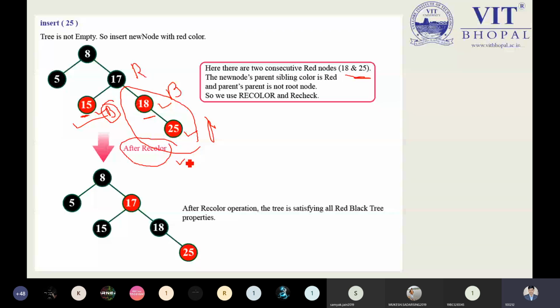So we have done the recolor operation, but after the recolor operation, it is noted that the tree is not balanced, and then we need to perform the balancing property. So next part we have over here. You can perform the rotation directly, or you can add the new element and after that rotate. So after the recolor operation, the tree is satisfying the red black tree properties.